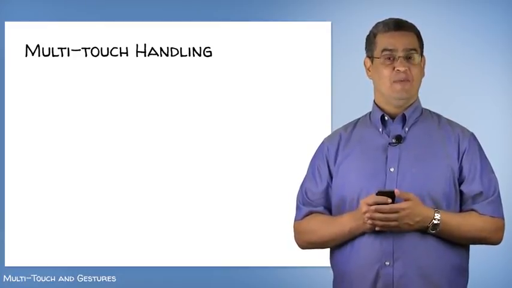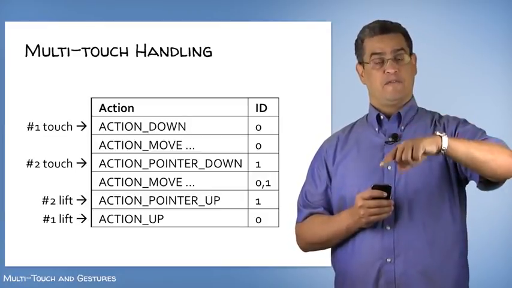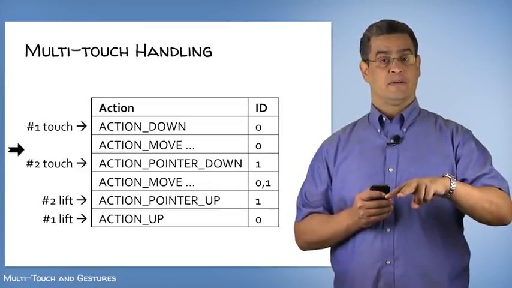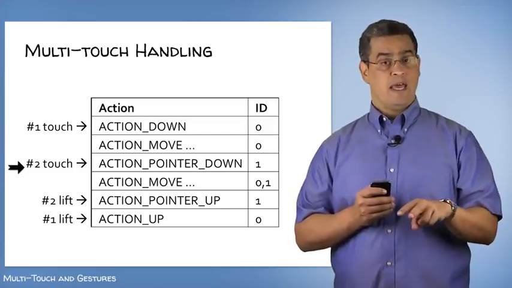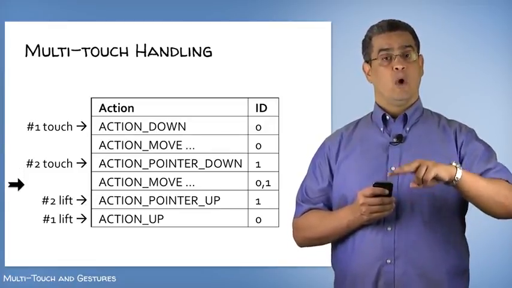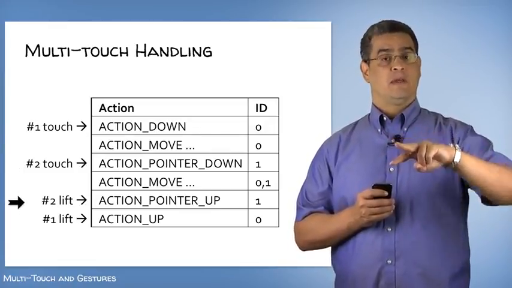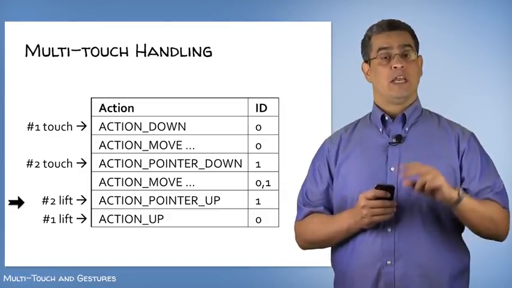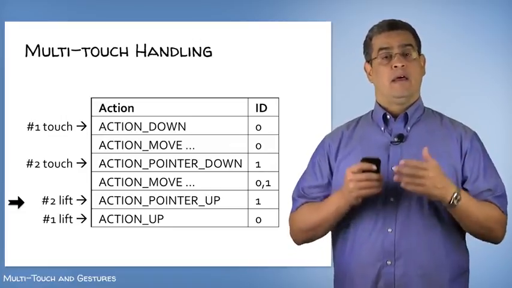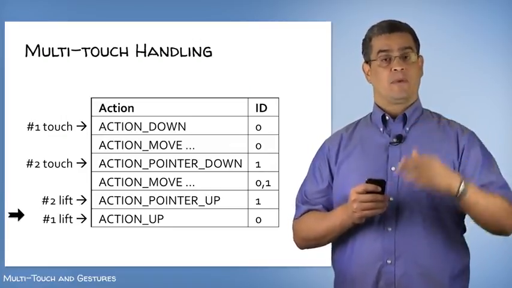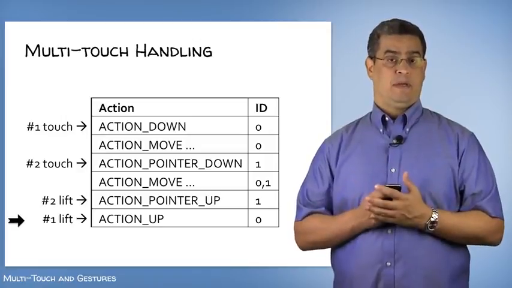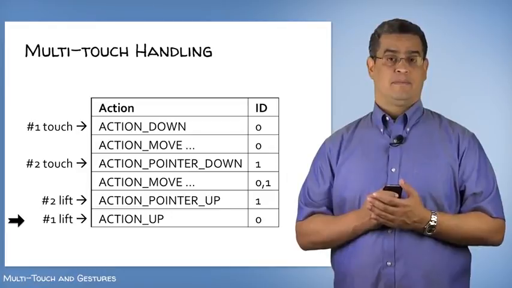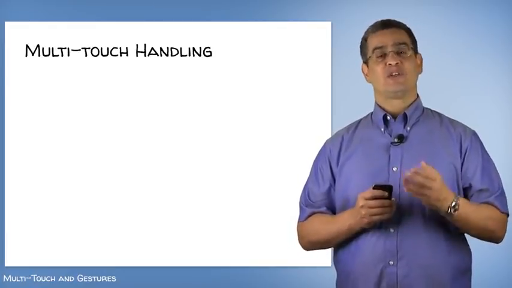In the next example, we'll start as before, putting down the first finger, moving it, putting down a second finger, and then moving those fingers again. But this time, however, we'll lift the second finger first. In this case, we get an action pointer up action associated with pointer ID 1. And then finally, when we lift the last finger, we get the action up action associated with the pointer ID 0. And for our last example, we'll use 3 fingers.